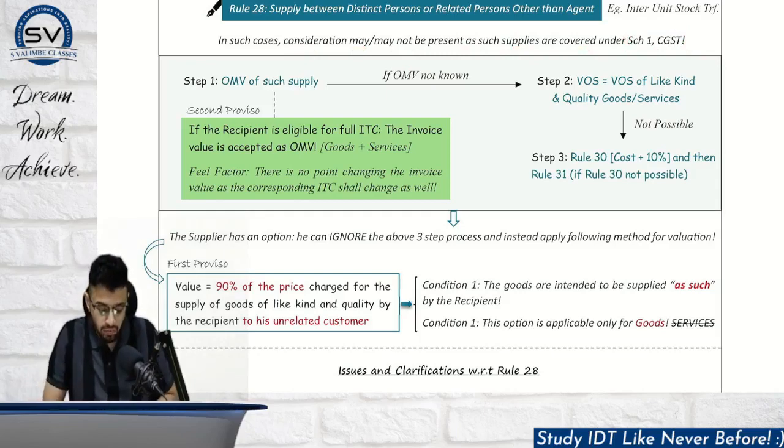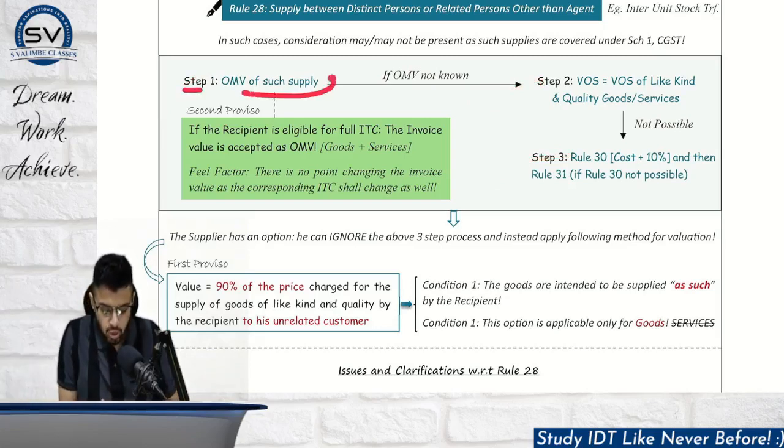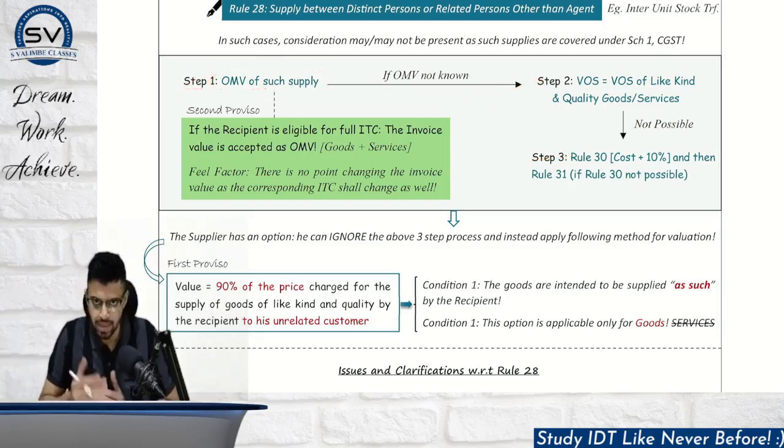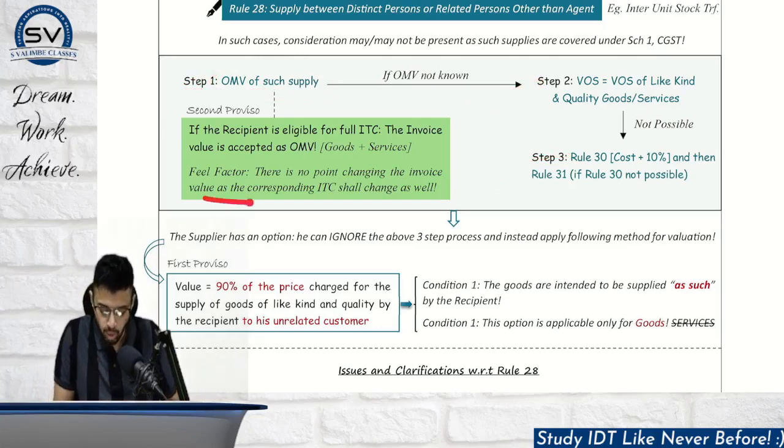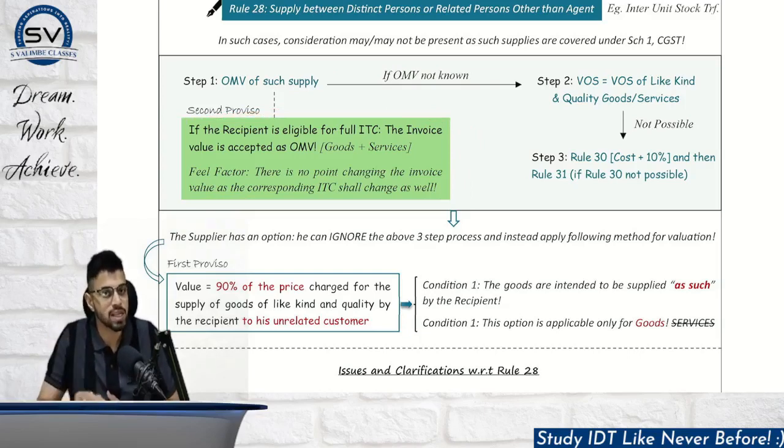Now here again we have to apply steps. We have to see whichever step is complied, otherwise we will have to move to next step. Step number 1 is open market value of supply. This is same as we talked about, but there is an important point to be noted with respect to open market value. If the recipient of such supply is eligible to take full ITC, then in that case whatever value is declared in the invoice is to be accepted as the open market value of supply.